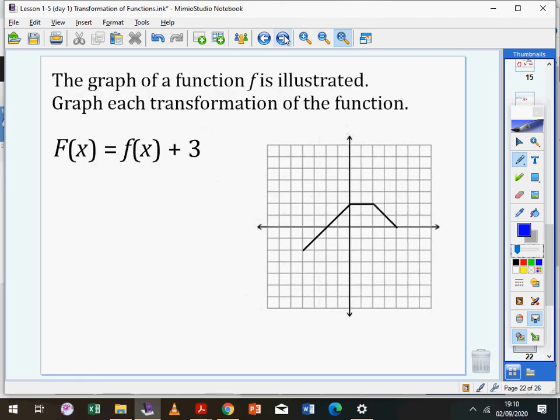This function is being moved 3 units up on the y-axis. So 1, 2, 3. This is where it's going to be, and then that, and that.